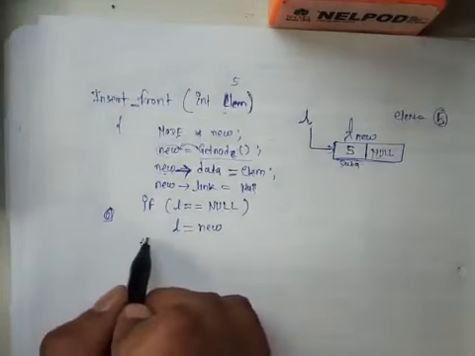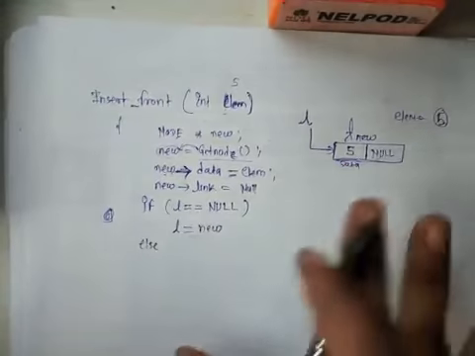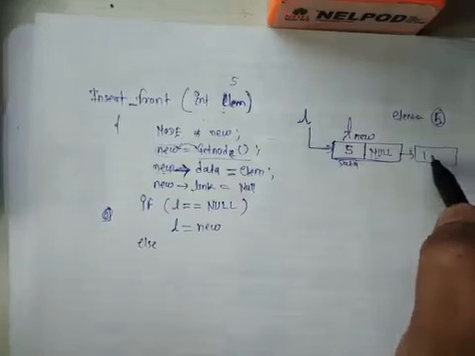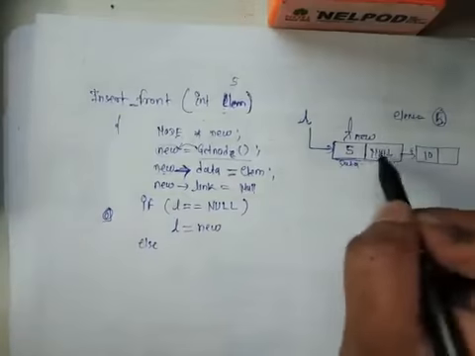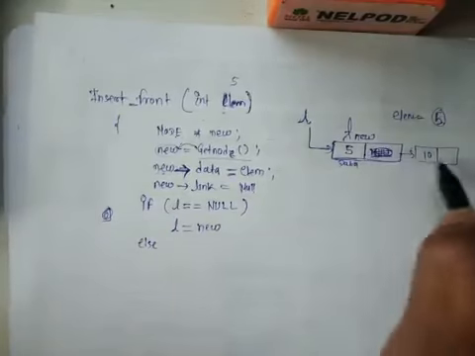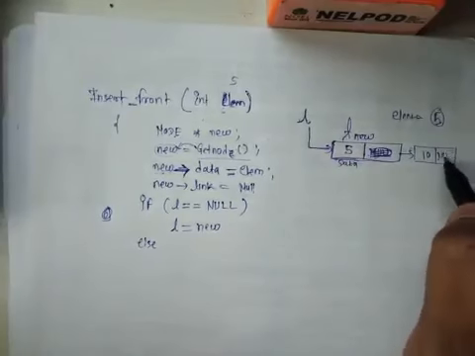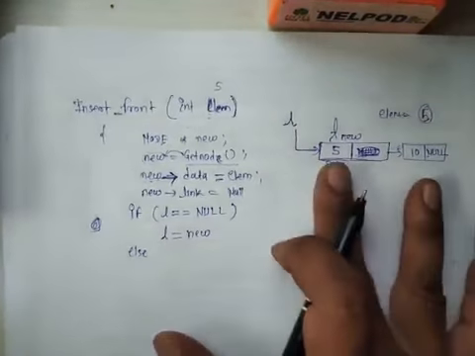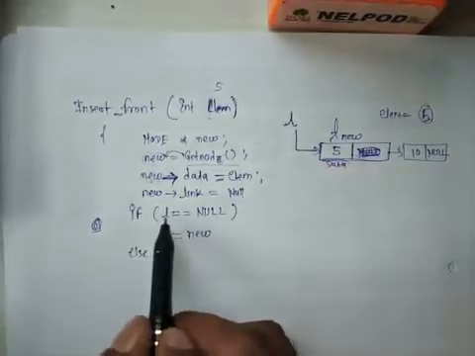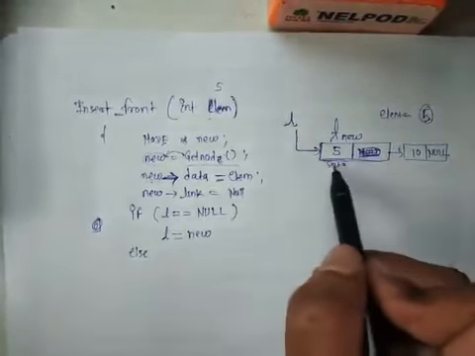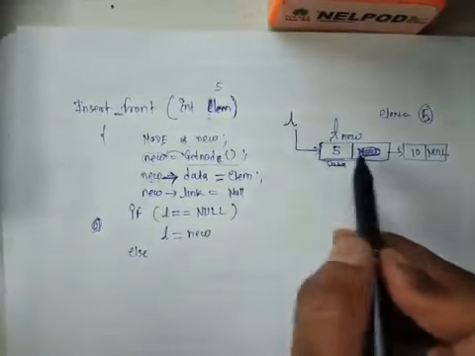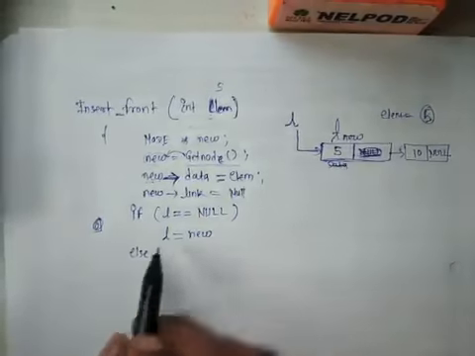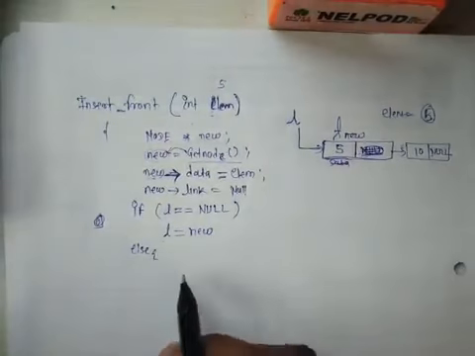Else. Now suppose in your linked list we already have two elements, that is 5 and 10. Here it holds the address of the next node, and here we have null. So already we have two nodes in our linked list. At that time L is not equal to null, because L is holding the address of this node. Are you getting me? So L is not empty, and in that case it will jump to the else part. So in the else part, what are we going to do?